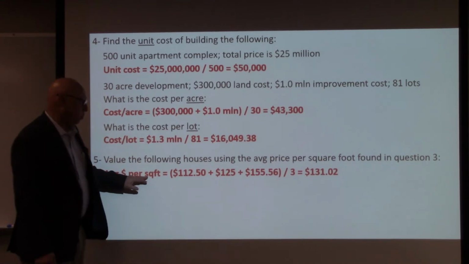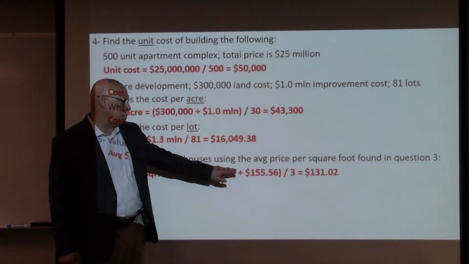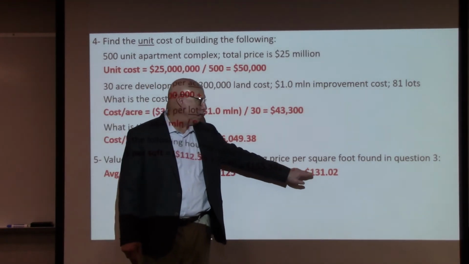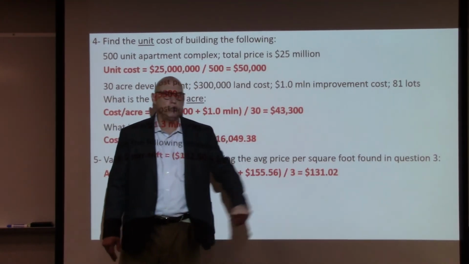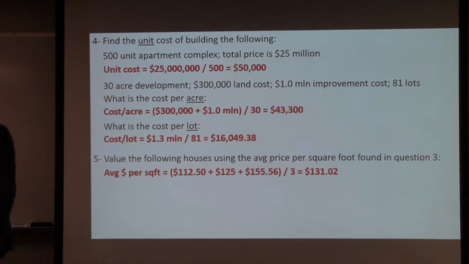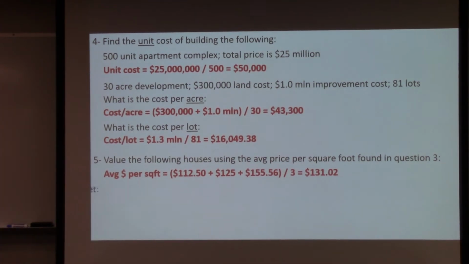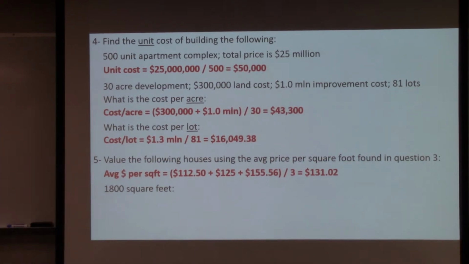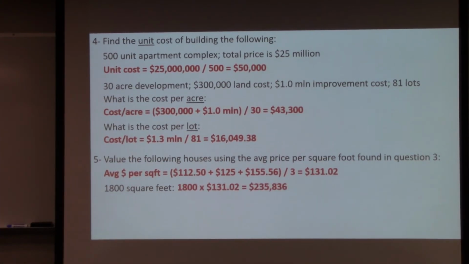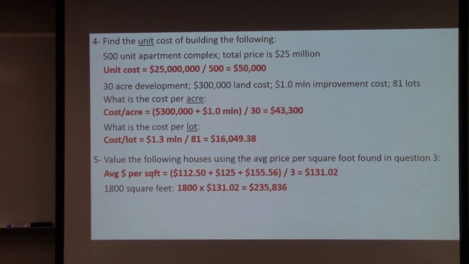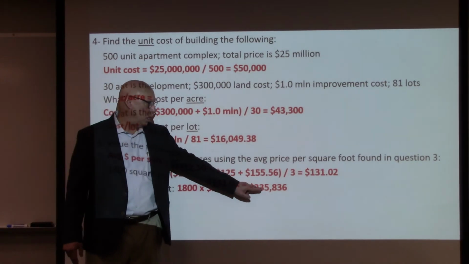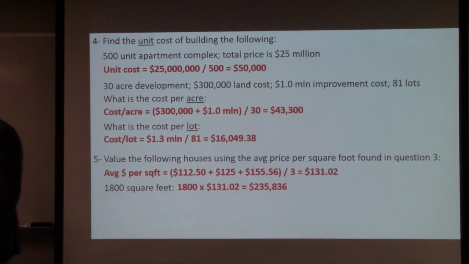So in question 3, we took 112.50, 125, and 155.56 divided by 3, and we came up with an average price per square foot of $131.02. Now, let's see how much this house would cost. An 1,800 square foot home at $131 a foot would be $235,836. Number of feet times price per square foot equals the price of the house.